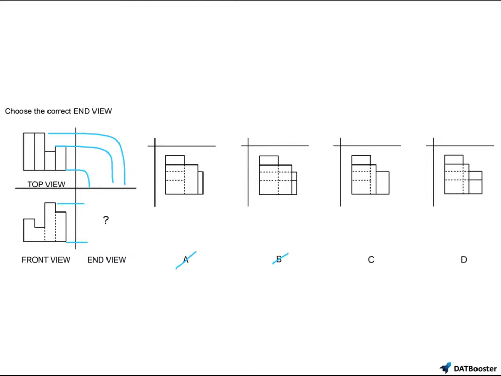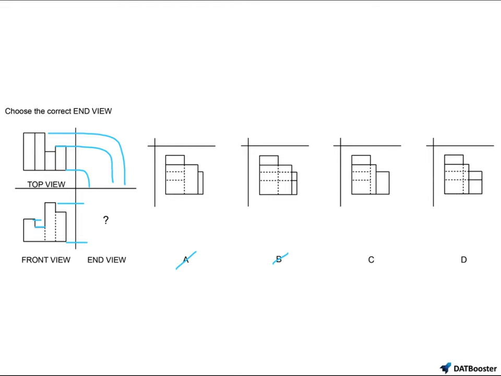Well, it's these two horizontal lines from the front view. And since they're not at the shared border along the right side, we expect them to translate as dashed lines to the end view. But the question becomes, how far do those dashed lines extend? Do they stop there, or do they keep going like in D? Well, we have to ask the question, what's blocking those two lines? Well, the answer is these two tall rectangles.